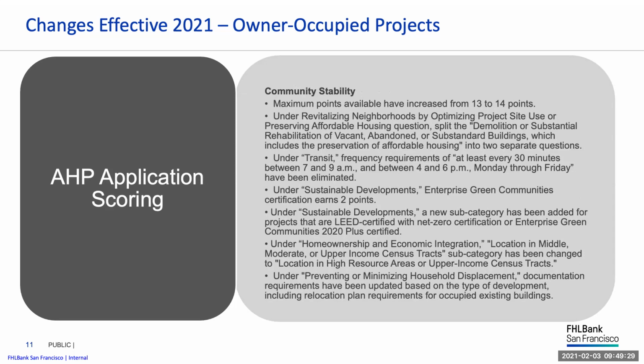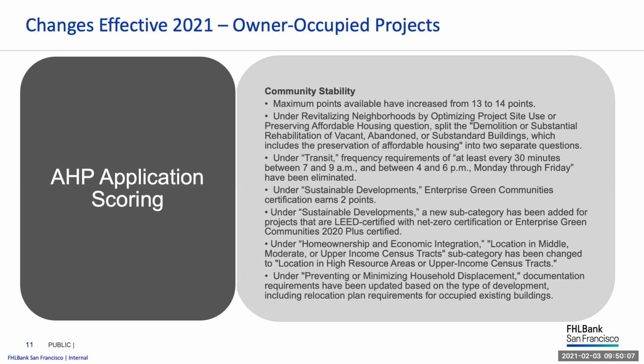For community stability, the following changes have been made. Maximum points have increased from 13 to 14. Under revitalizing neighborhoods by optimizing project site use, we have split demolition and substantial rehabilitation into 2 separate options to adjust for new reporting requirements. Under transit, we have removed frequency requirements of at least 30-minute transit arrival times during rush hour, so submitting transit schedules is no longer required. Under sustainable developments, the Enterprise Green Community certification now earns 2 points instead of 1.